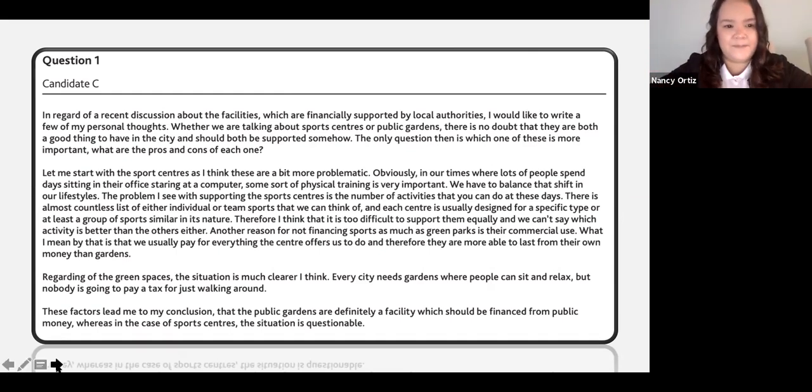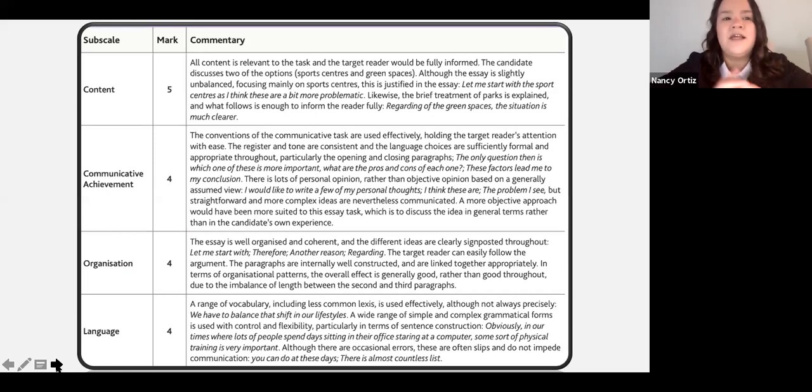Now let's see the grades. Content, 5. All content is relevant to the task and the target reader would be fully informed. The candidate discusses 2 of the options, sports centers and green spaces. Although the essay is slightly unbalanced, focusing mainly on sports centers. So if you choose 2 to discuss, try to have a balance. It says, although it's a little unbalanced, this is justified in the essay.